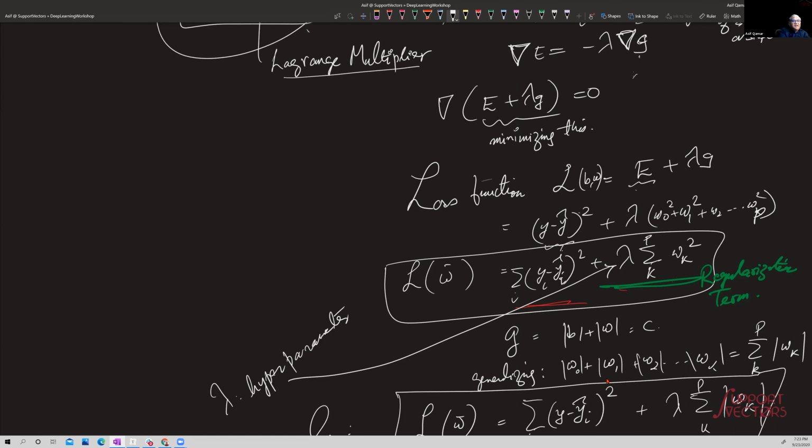Usually people take values of lambda starting with 10 to the minus 4, 10 to the minus 3, 10 to the minus 2, 10 to the minus 1. So you take it in powers of 10. You can even go 10 to the minus 5 sometimes. And you can use that and see which is the best value of lambda.